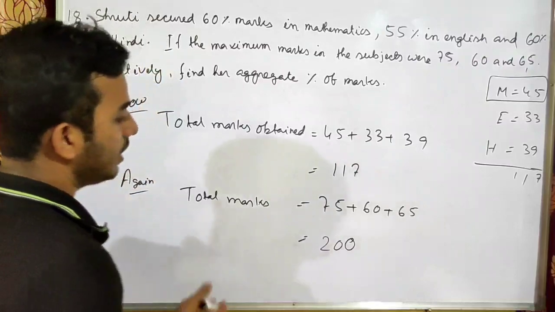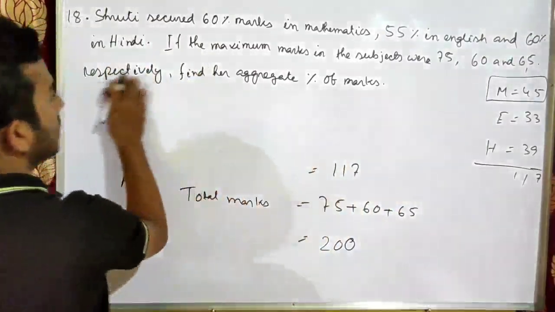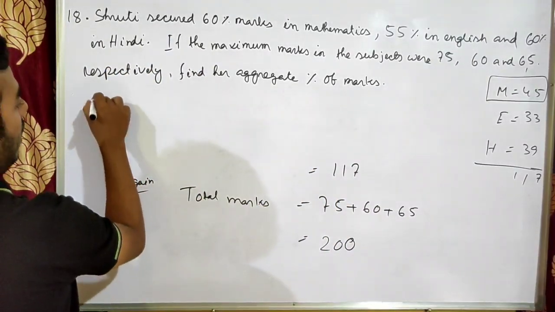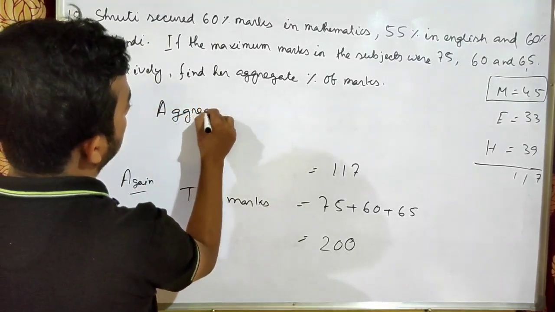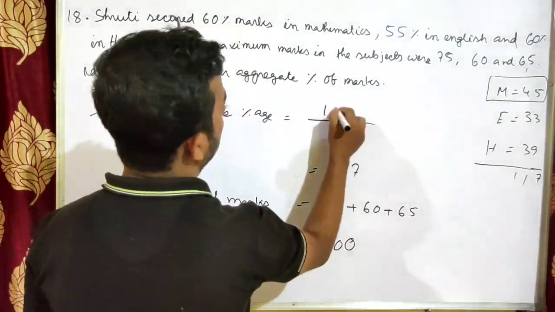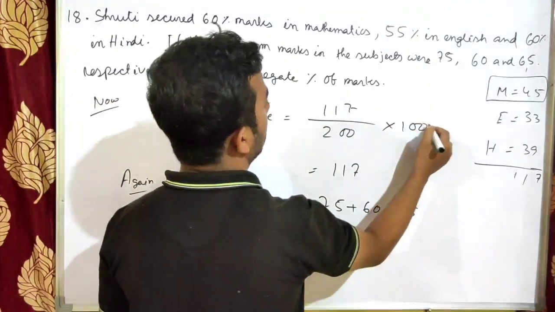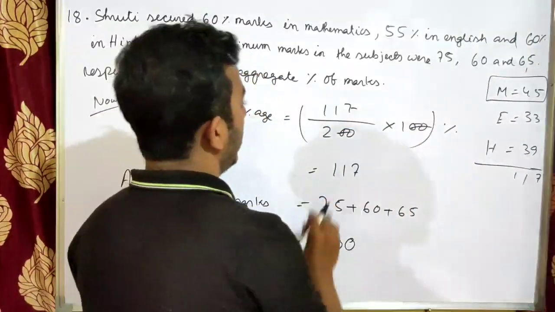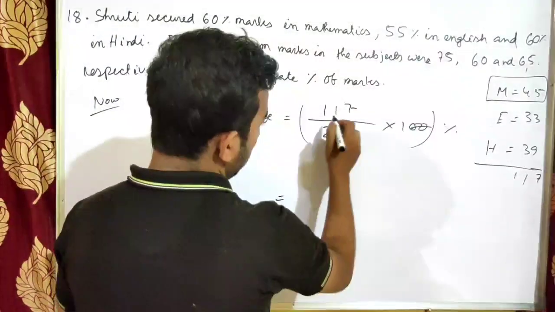Very bad marks. And now we have to find out the aggregate percentage. Aggregate percentage is marks obtained by total marks into 100. Okay, 00 cancel. So now the percentage of the marks will be what?